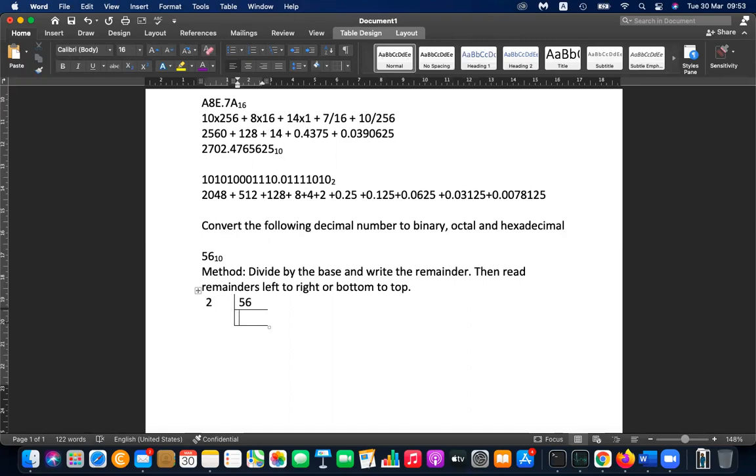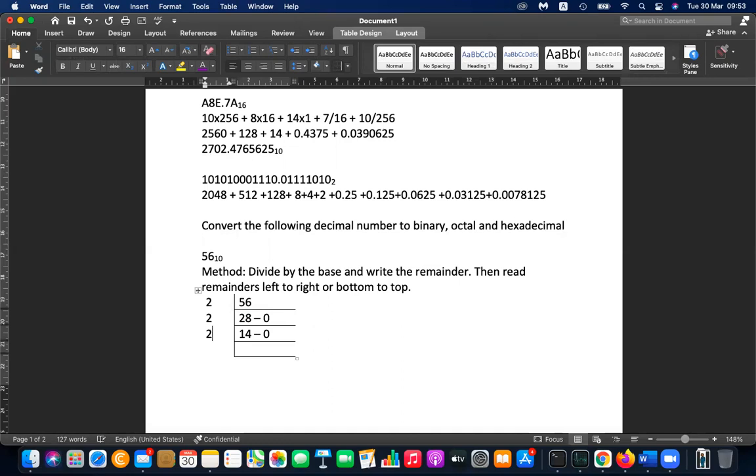They can be down here. 56 divided by 2 is 28, and the remainder is 0. Nothing remaining. Then the next one, 28 divided by 2, is 14, and the remainder is 0.